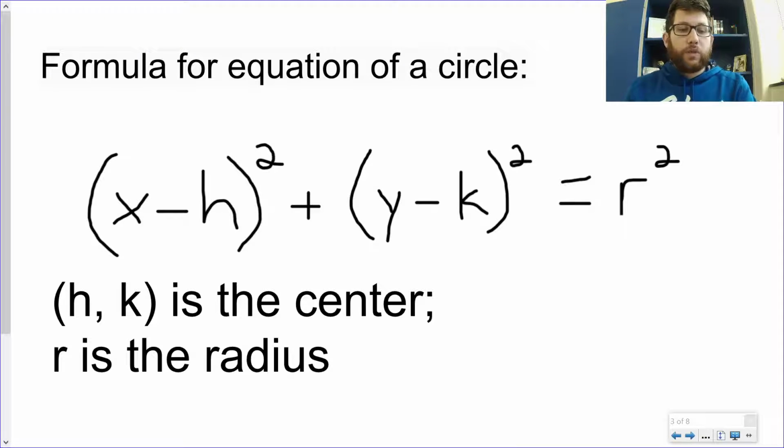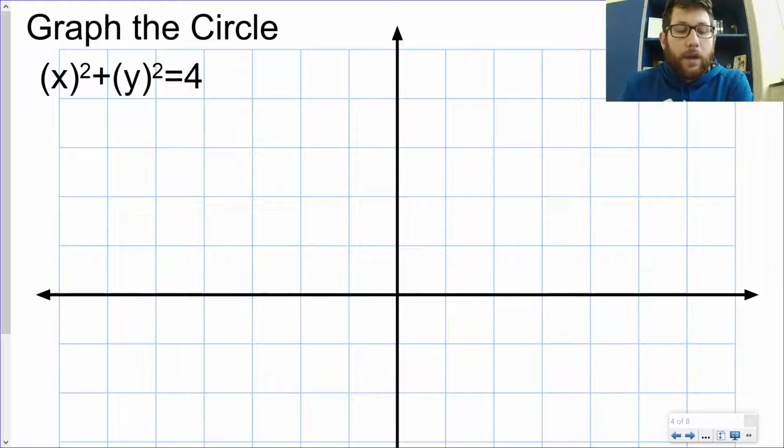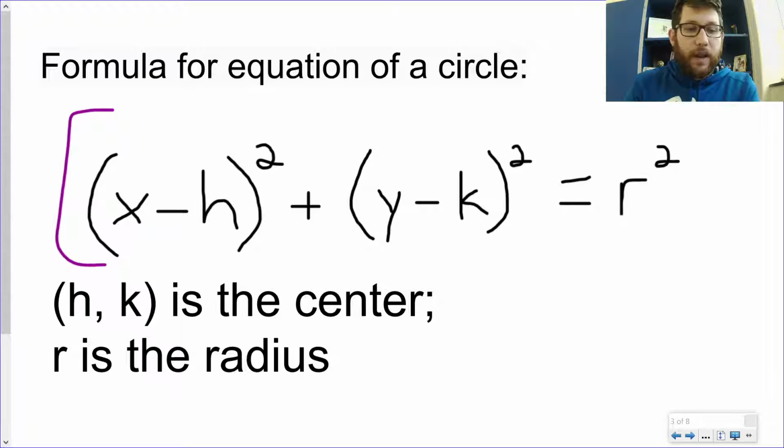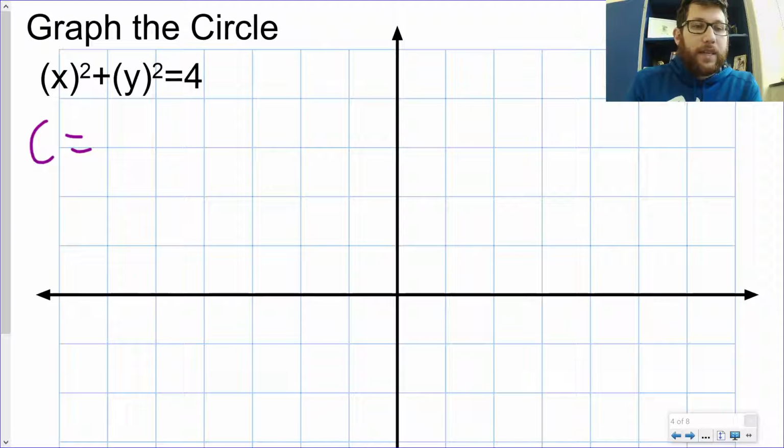What we're going to do is take this form of our circle and graph some circles based off of the center and the radius. Here's the first one: x squared plus y squared is equal to 4. Let's think about what my center is. My center is my h value and my k value. Remember, it's x minus h, y minus k. In this case, it must be minus 0 on both of them, so that would be a (0, 0) center.